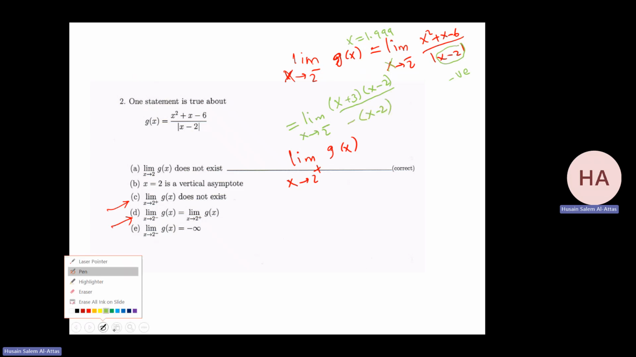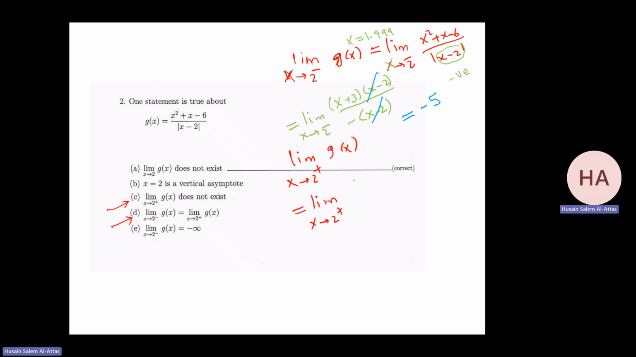Now do the calculation. This is cancelled. Substitute. You get what? Minus 5. Okay, now let me do the one from right. The same one from right. That will be the limit as x goes to 2 from right for the same function.